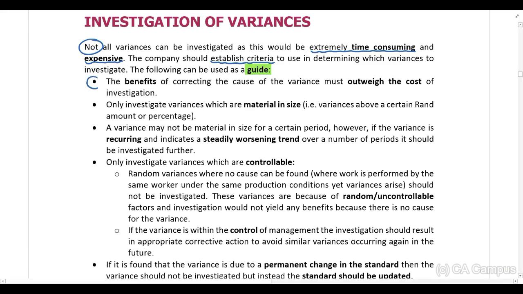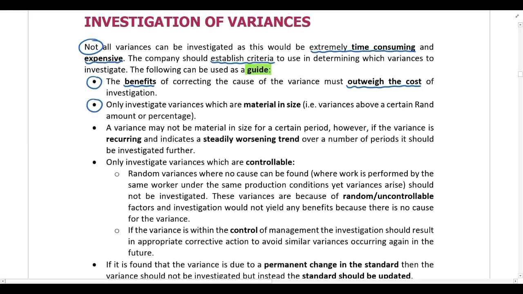Firstly, the benefits of correcting the cause of the variance must outweigh the cost of the investigation. So if investigating the variance is going to be more expensive than the benefit that you're going to get from the investigation, then you shouldn't investigate the variance. So remember, we always look at the cost versus benefit in management accounting.